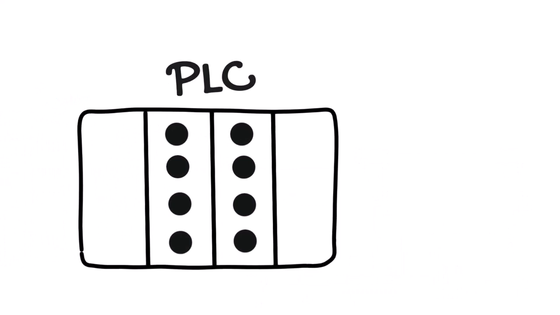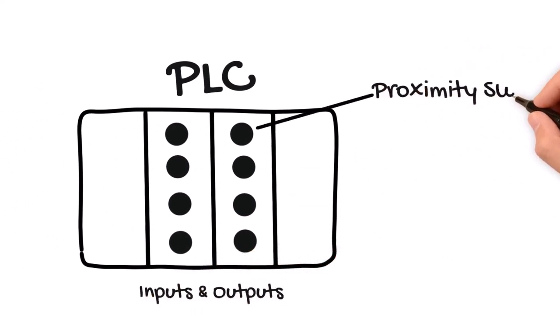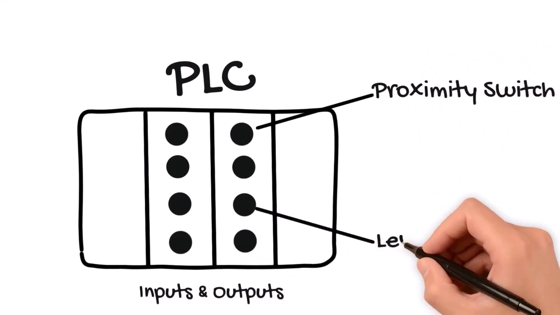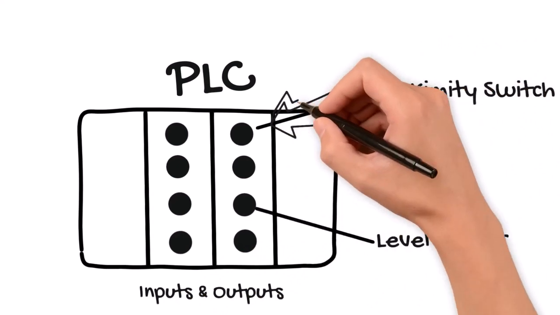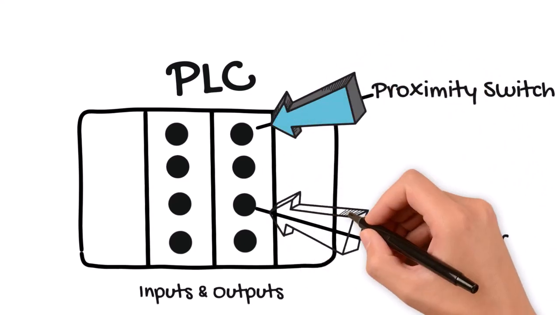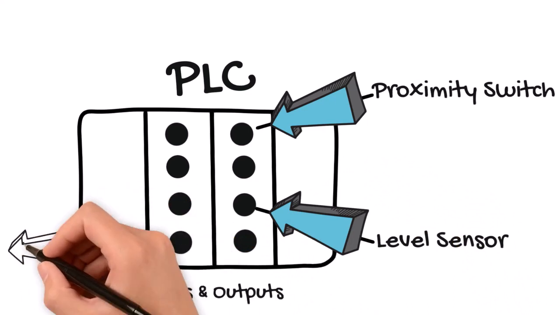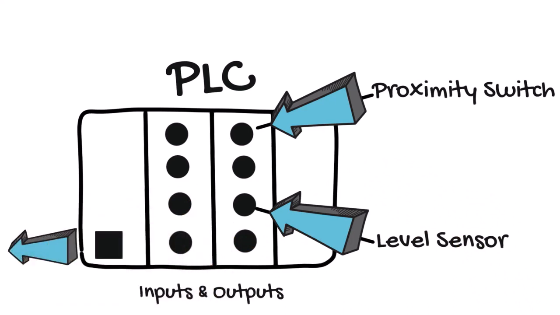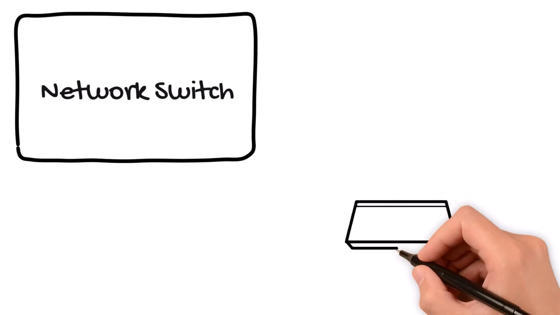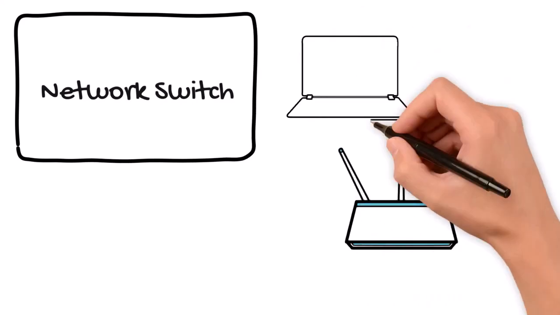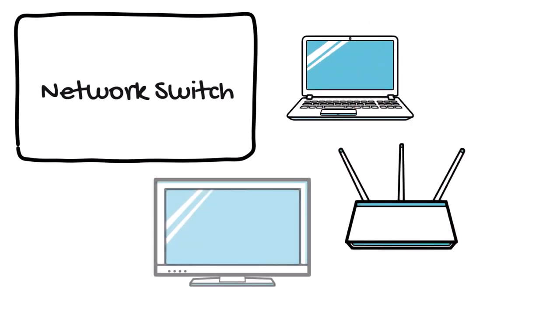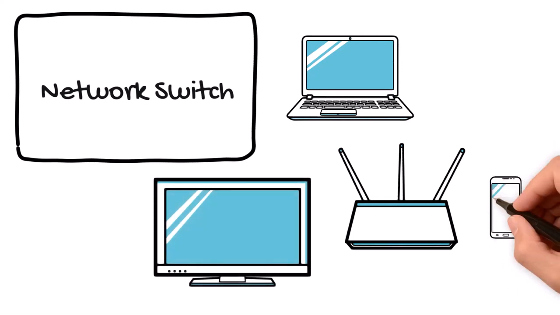PLCs contain digital and analog inputs and outputs that connect to sensors in the system, such as a proximity switch or a level sensor on a tank of material. The PLC collects data from these sensors and communicates it out to the rest of the system by using a typical Ethernet-based network port connected to a network switch. A network switch is a shared network port that all equipment connects to and communicates through. It's essentially like the router in your home connected to your computer, printer, smart TV, phone, and tablet.